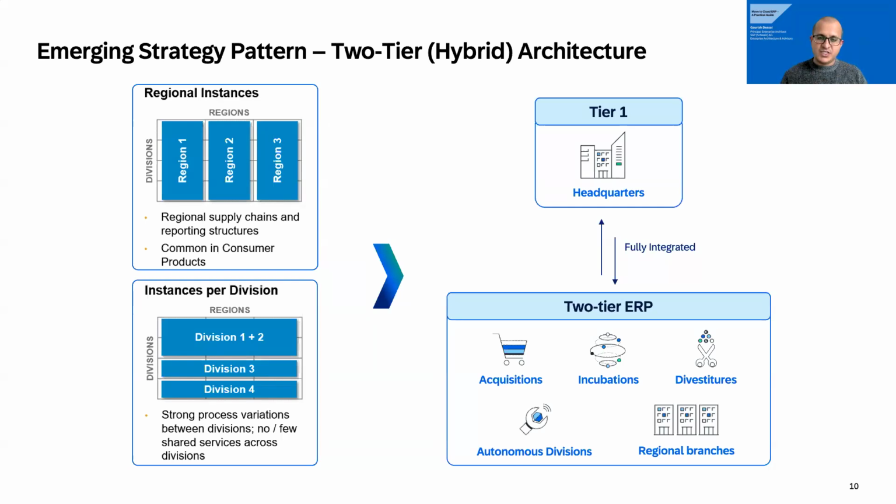If you want to create an autonomous division which runs on its own without much help from the headquarters, that can also be a use case for this instance strategy, and also regional branches where you want a specific country or group of countries to run independently for a region. So these are the 5 major use cases or patterns where companies go for a two-tier architecture. And we have also now seen companies going for two-tier architecture as a transition option, going from S/4HANA private cloud to S/4HANA public cloud. We'll also see an example of that.